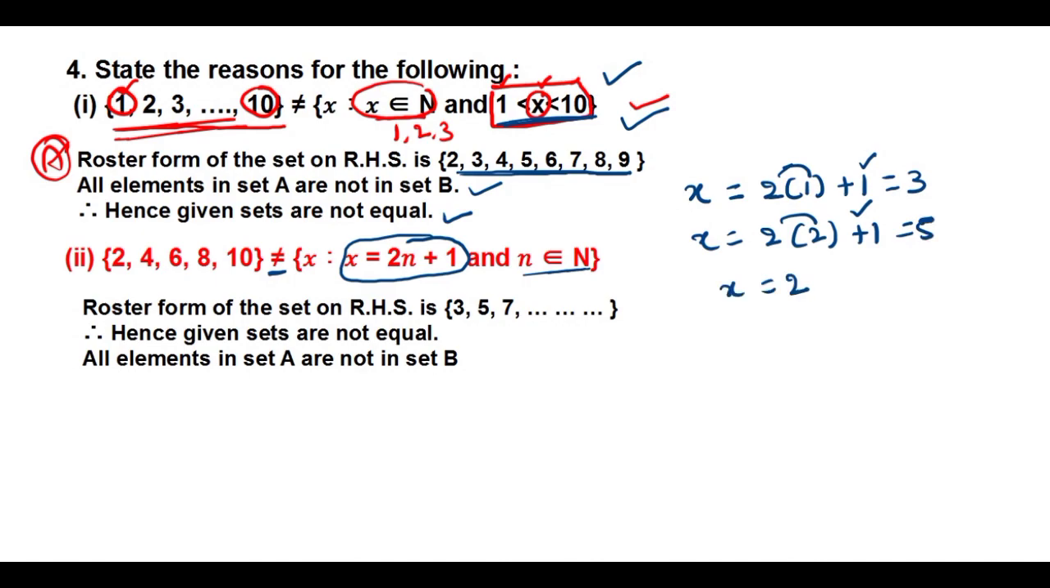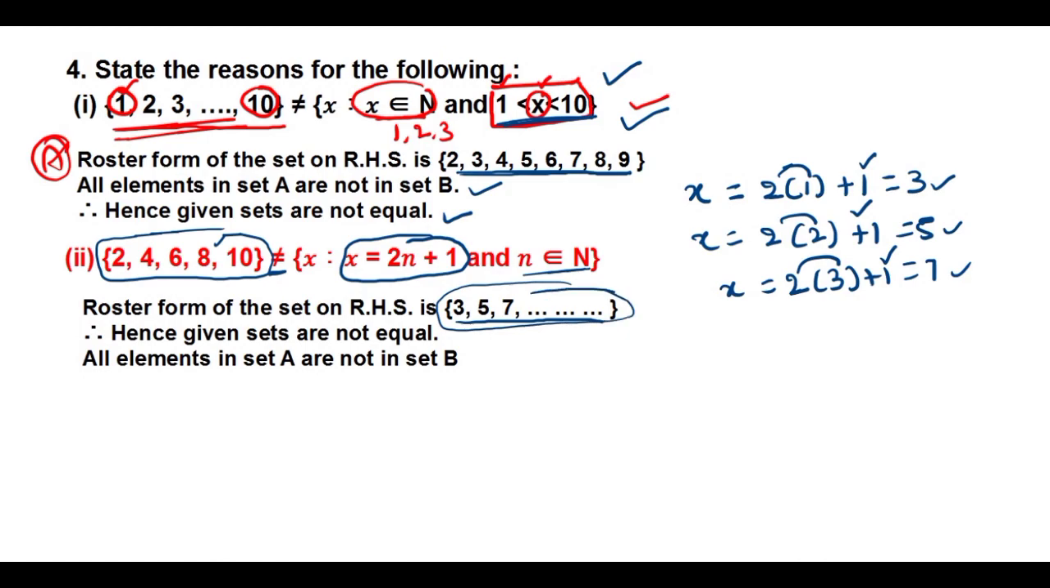Okay, so 2 into 3 plus 1. This means 2 times 3 is 6, plus 1, that is equal to 7. So it begins with 3, like 3, 5, 7, and so on. Correct? You observe here 3, 5, 7, and so on. Hence the given sets are not equal because they gave 2, 4, 6, 8, 10, and we are getting here 3, 5, 7, and so on. So how are they equal? That's the reason the two sets are not equal. Okay, here this is the answer for this question.